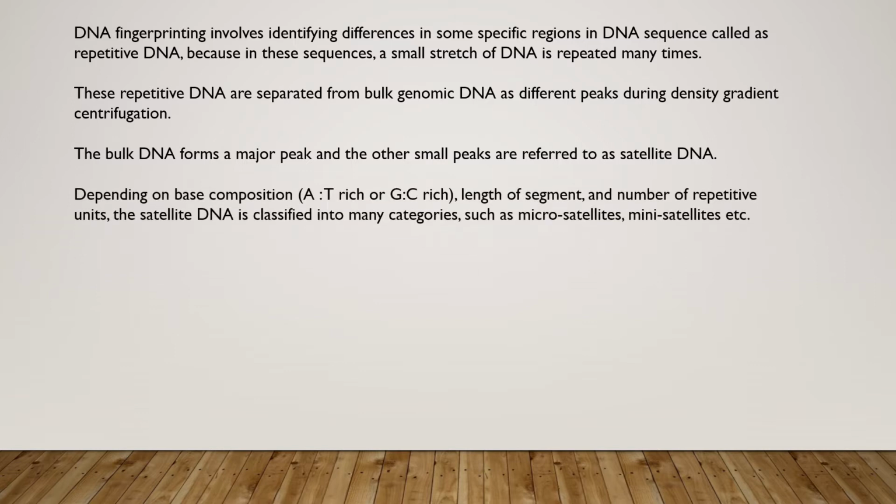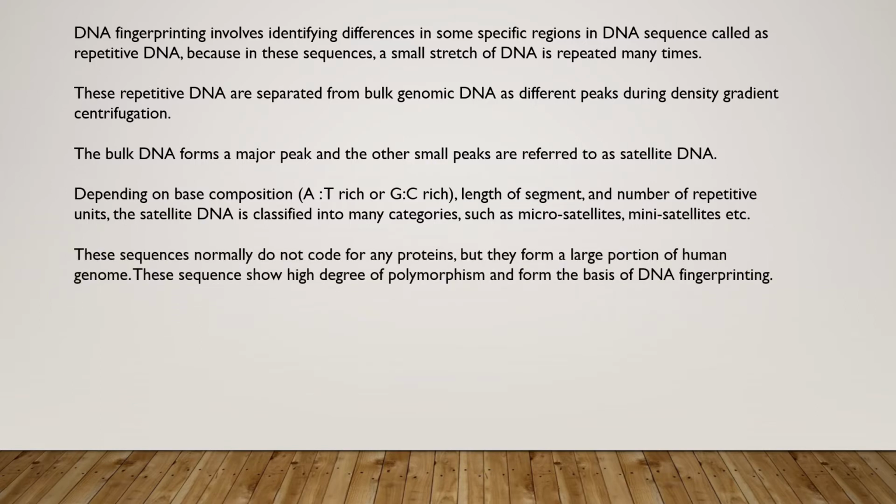Depending on base composition, length of segment, and number of repetitive units, the satellite DNA is classified into many categories such as microsatellites, minisatellites, etc. These sequences normally do not code for any proteins, but they form a large portion of human genome. These sequences show high degree of polymorphism and form the basis of DNA fingerprinting.